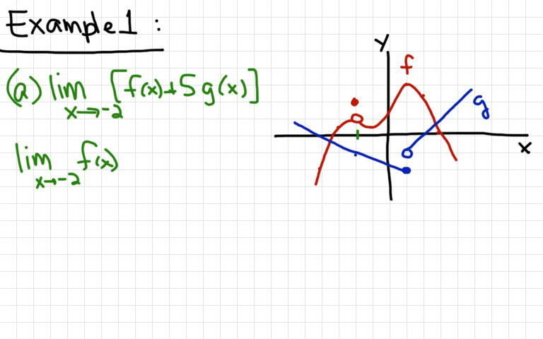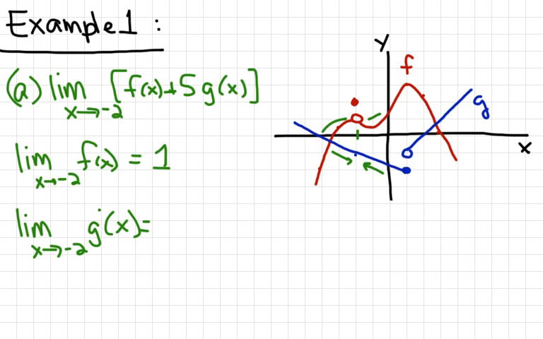So the limit as x approaches -2 of f of x. So here's where -2 is. F of x is the red function, and it appears that it's approaching 1. Then the limit as x approaches -2 of g of x. G of x is the blue function. Well, as I approach -2 from both directions, it appears the output is -1. So the answer is going to be 1 plus 5 times -1, which is -4.